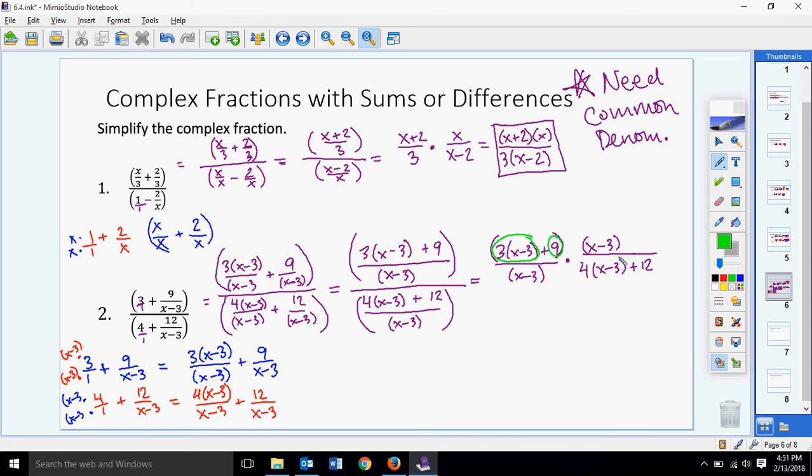I have the same thing going on down here. 4 times x minus 3 is one term and 12 is another term.